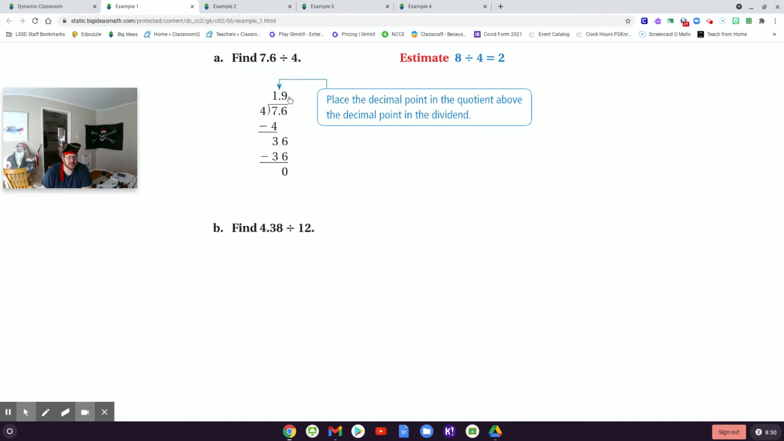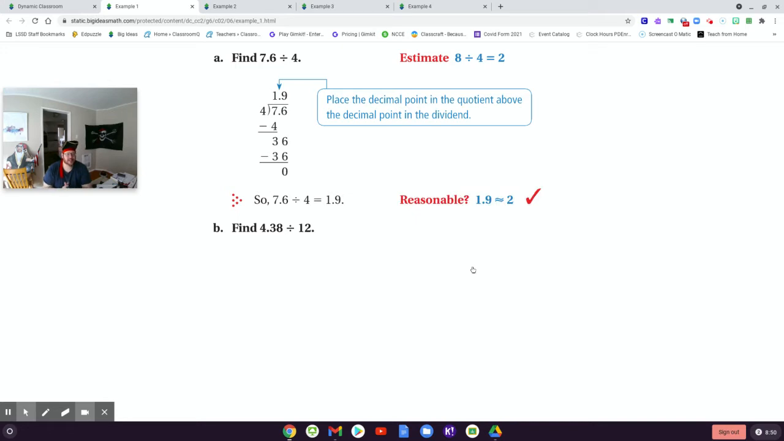So you would write it out with a 7.6 inside here and the 4 on the outside. And then you're going 4 into 7 once. 1 times 4 is 4. 7 minus 4 is 3. Drop the 6. 4 into 36 9 times. 9 times 4 is 36. There's no remainder. You're done. And you just put the decimal point at the top. There you go. And that's it. So 7.6 divided by 4 is 1.9. That is really close to 2.